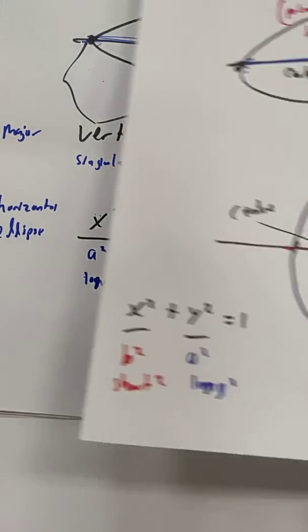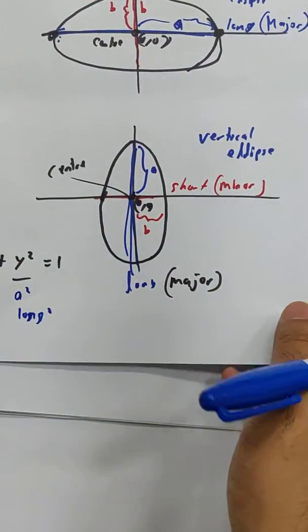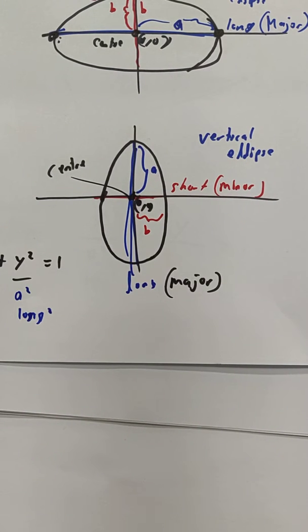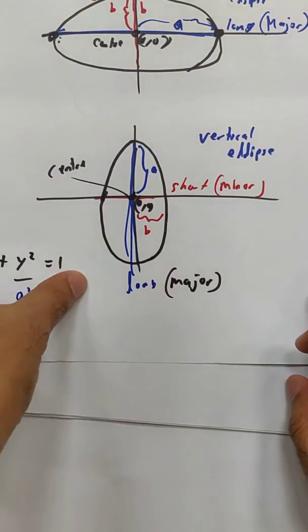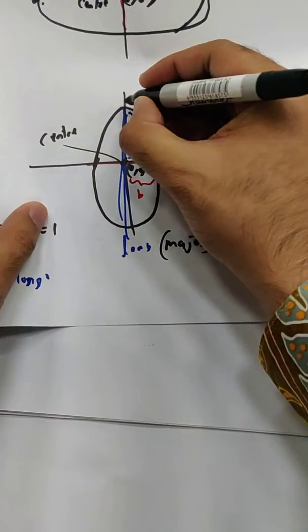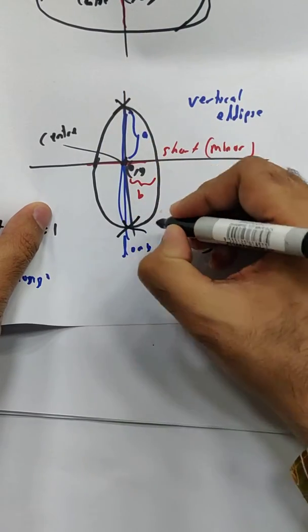One question. If I give you the vertical ellipse, where is the vertex? Where are the vertices? Or to be more exact, where is the major vertex or major vertices? This will be the major vertices.